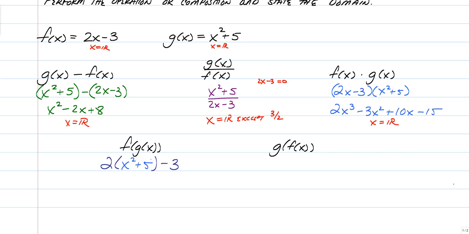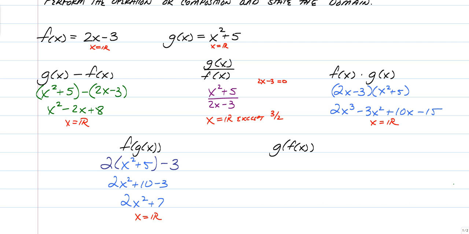And now you just simplify. So you have distribute 2x squared plus 10 minus 3. You have 2x squared plus 7. And of course, there's no restrictions. But one thing you always have to check is what's being plugged in. So g of x has all real numbers, so there's no restrictions on this guy. So x can equal all real numbers.